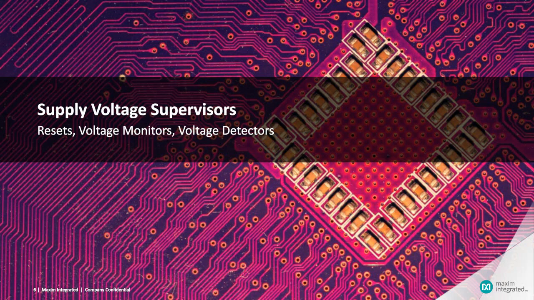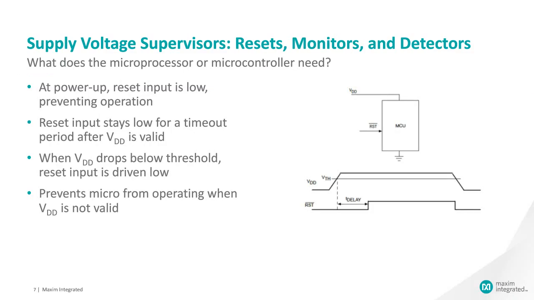Now I'm going to talk about the first category of supervisors, supply voltage supervisors, also called reset ICs, voltage monitors, or voltage detectors. A micro wants to be disabled in reset state for some period after the supply becomes active. A microcontroller also wants to be disabled when the power supply is below the voltage threshold at any time during operation. So in this picture, we show a microcontroller. During power up and power down, the microcontroller should be disabled. How do we do that? We use a supervisor.